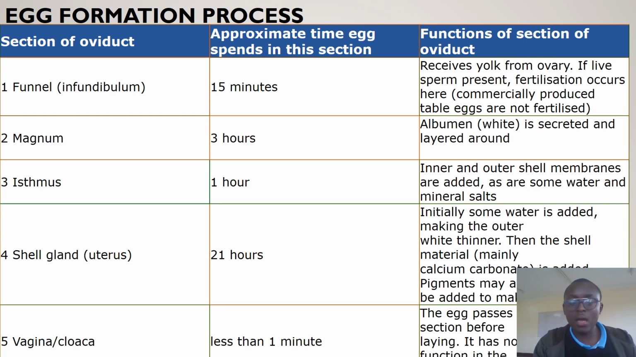After that, the egg moves to the uterus, where some water is added and the shell material, which is mainly calcium carbonate, is added. In this section, it is where the process is the longest. It takes approximately 21 hours in this section, and it moves to the last section, which is the cloaca, where the egg is passed before laying. The whole egg formation process takes 25 to 26 hours before laying.